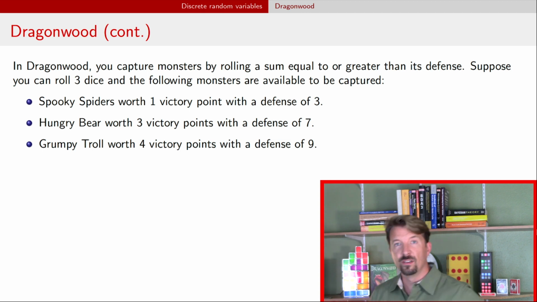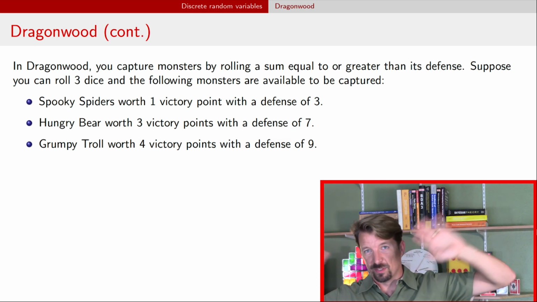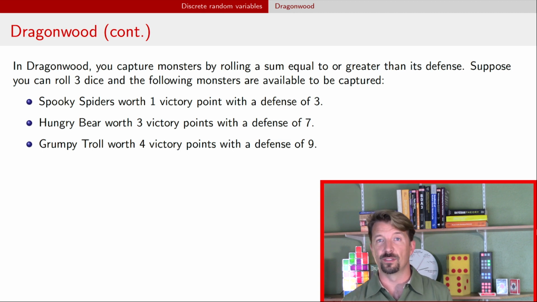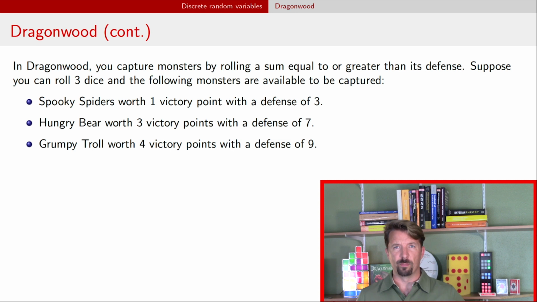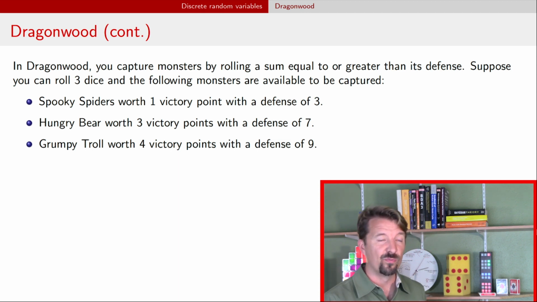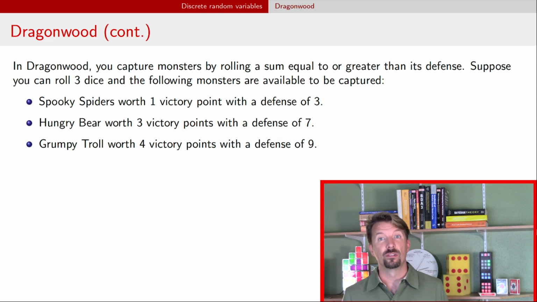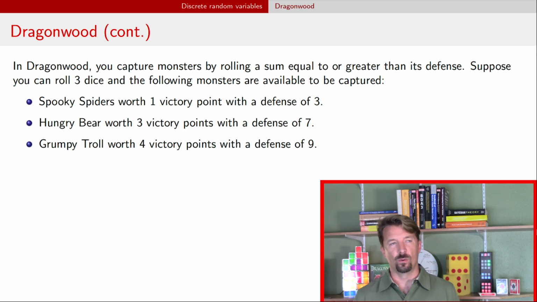So the question is, which of these should you choose? Obviously there's more going on in the game, but let's just ignore that and say, if these are your only 3 options, which are you going to choose? Now some might say, well, I'm going to choose the 1 victory point because I know that I'll get it, because with 3 dice, there's no way that I get anything less than a 3. But somebody else might say, look, if I go after the 4 victory points and I get it, then I get more. So, what do we do?